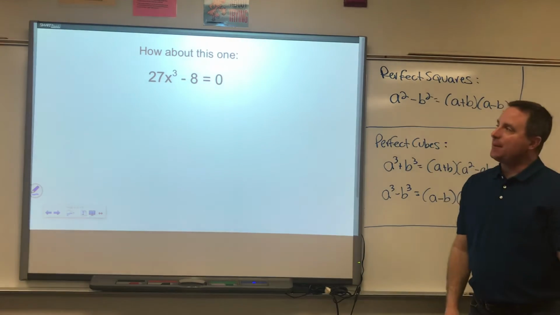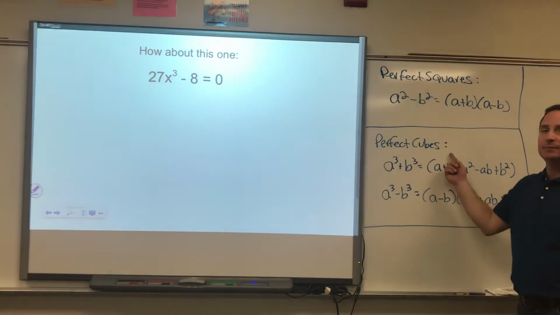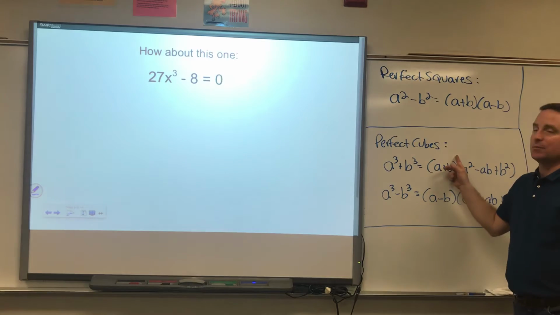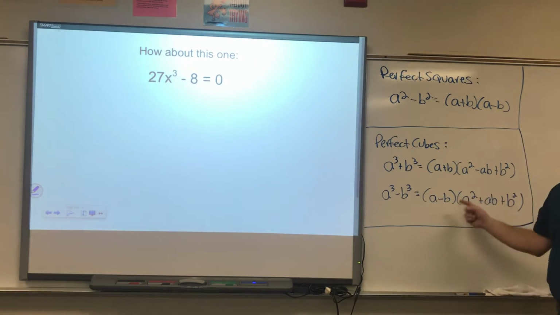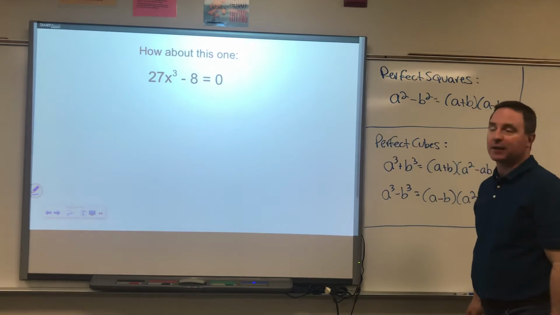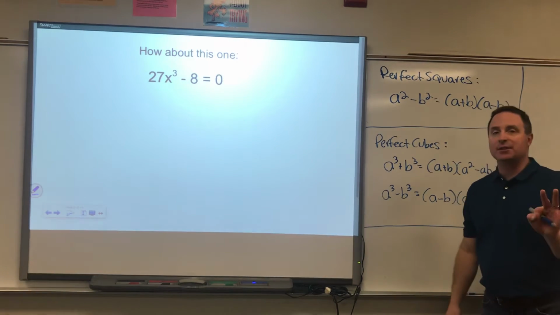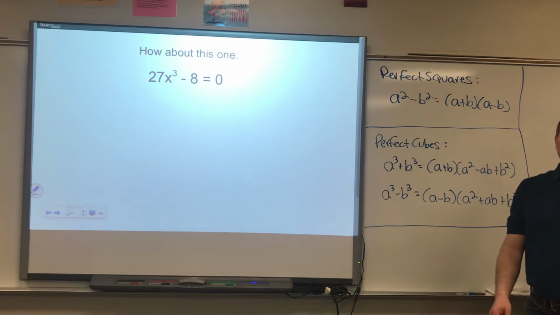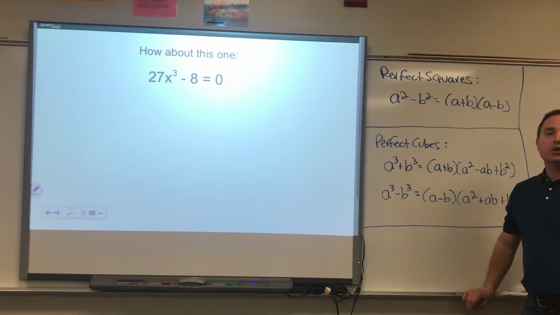Okay? And maybe you recognize that one as being one of these perfect cubes. Okay, and here's this from the other day also. Do you remember how to factor perfect cubes? Well, 27 is a perfect cube. The cube root of 27 is 3. And 8 is also a perfect cube. The cube root of 8 is 2.